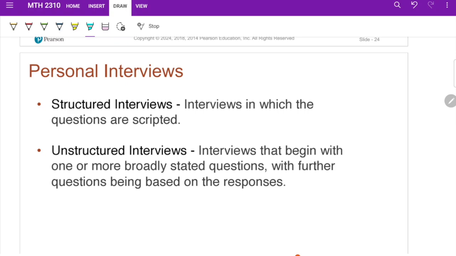So we divide the interviews into two types, basically, or three types in some texts. The first one we call structured interviews. The other one we call unstructured interviews.